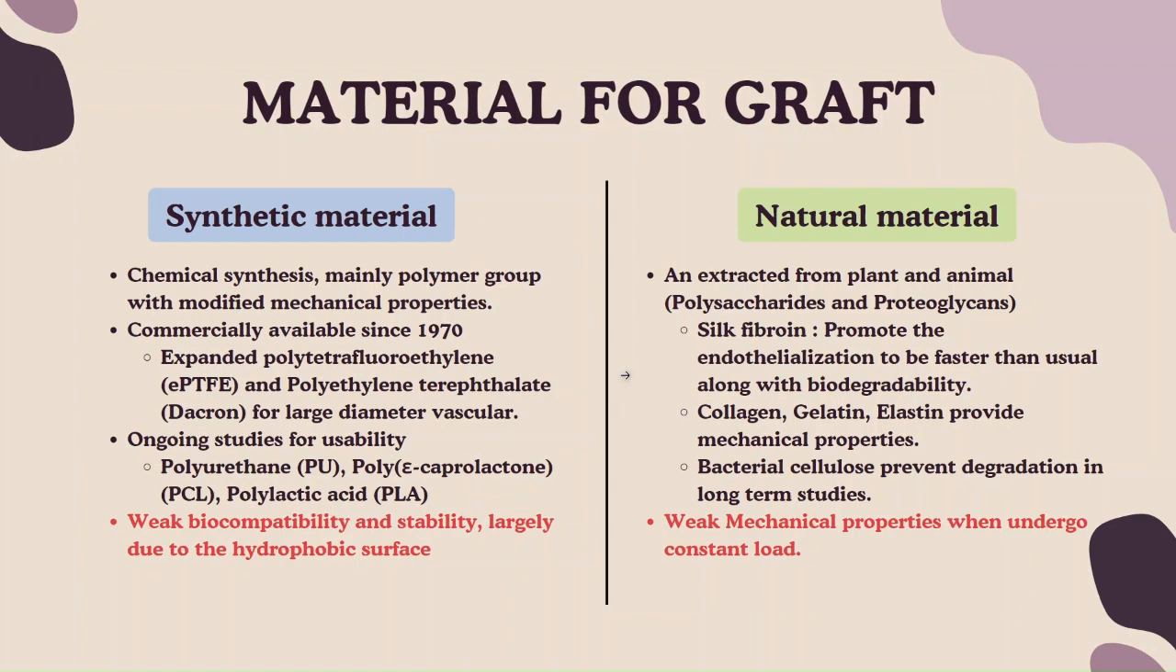Let's discuss the material for the artificial vascular graft. There are two major materials that have been used in commercial products. The first one is the synthetic material. It has been used in commercial products since 1970, and among them are expanded polytetrafluoroethylene or ePTFE and polyethylene terephthalate or Dacron.